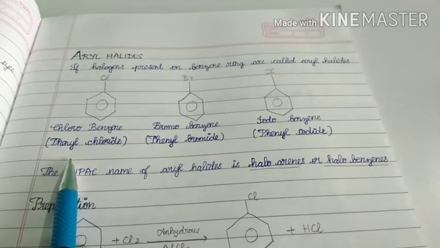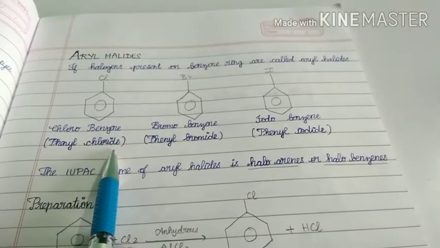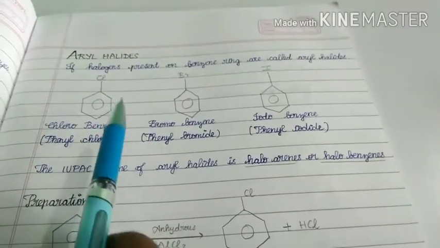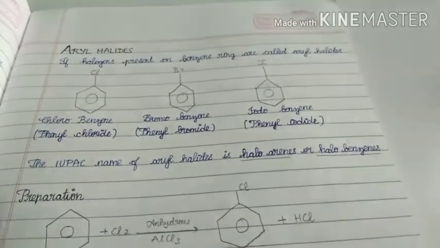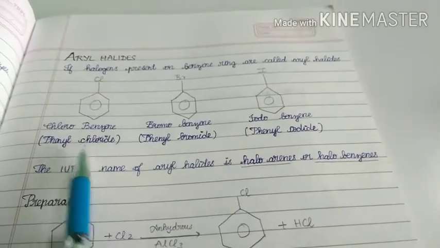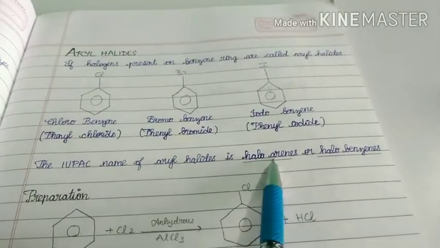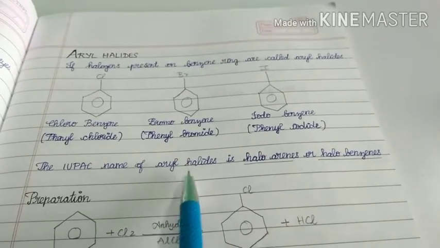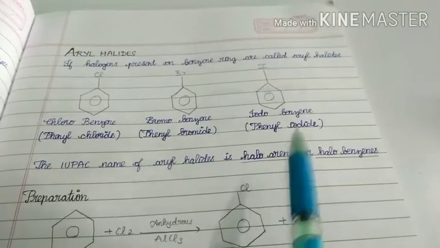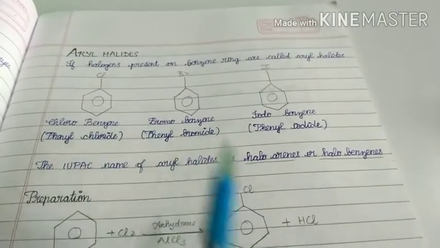In this case, these are IUPAC names, but the common names are phenyl chloride, phenyl bromide, phenyl iodide, because the benzene ring is said to be phenyl. So phenyl chloride, phenyl bromide, phenyl iodide are nothing but aryl halides. These are common names, but these are IUPAC names. So the IUPAC name of aryl halides is haloarenes or halobenzenes. Haloarenes are nothing but chlorobenzene, bromobenzene, iodobenzene. So those are IUPAC names, but the names present in brackets are called common names.